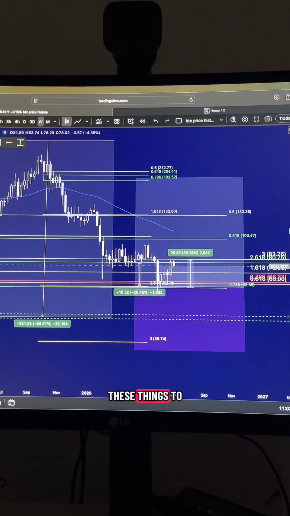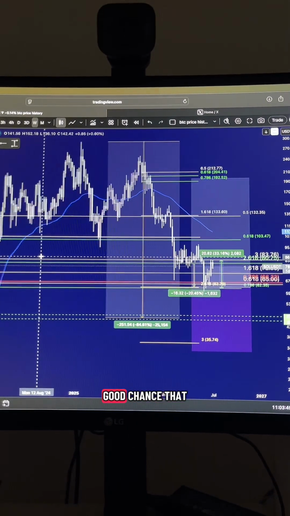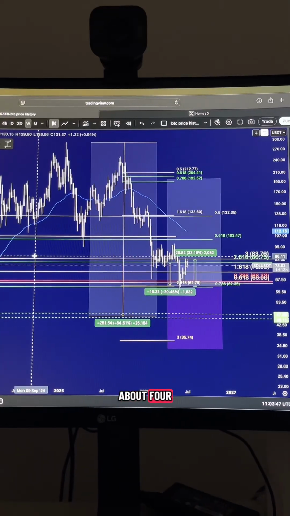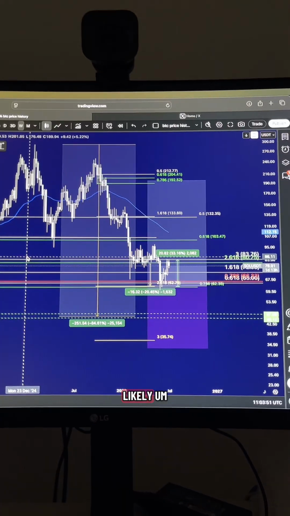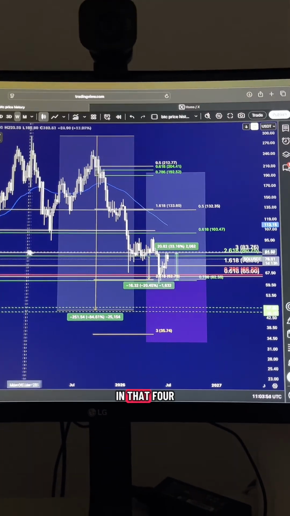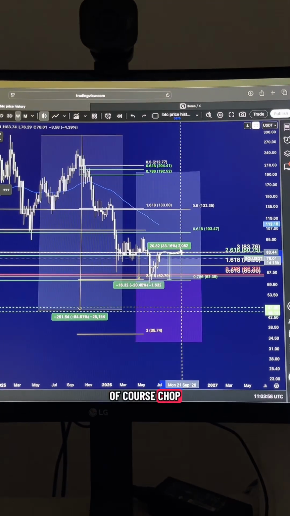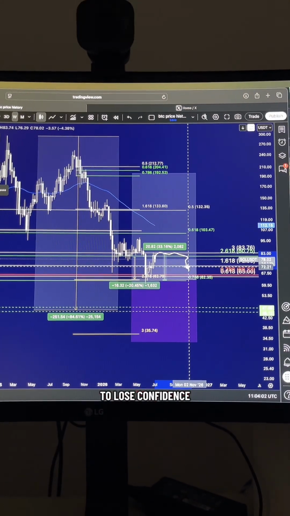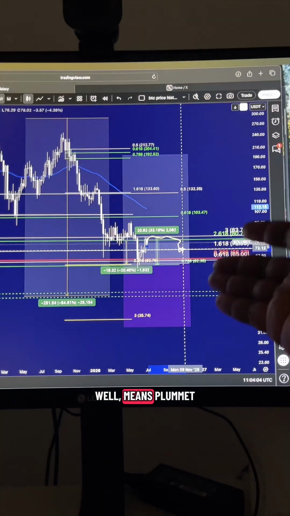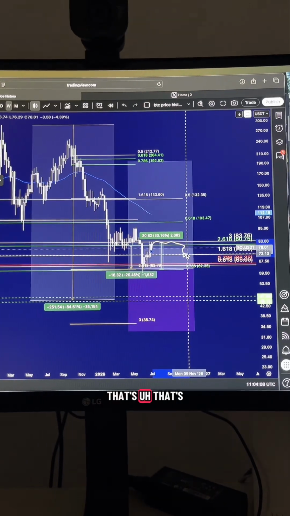So that's basically it. We would like these things to just go straight up, but I think there is a very good chance that we still have about 4 months to be in the trenches, and after that we will most likely rise up. And in those 4 months, I suspect that we will, of course, chop. But in that chop, a lot of people are going to lose confidence, and losing confidence means plummet here on the charts.